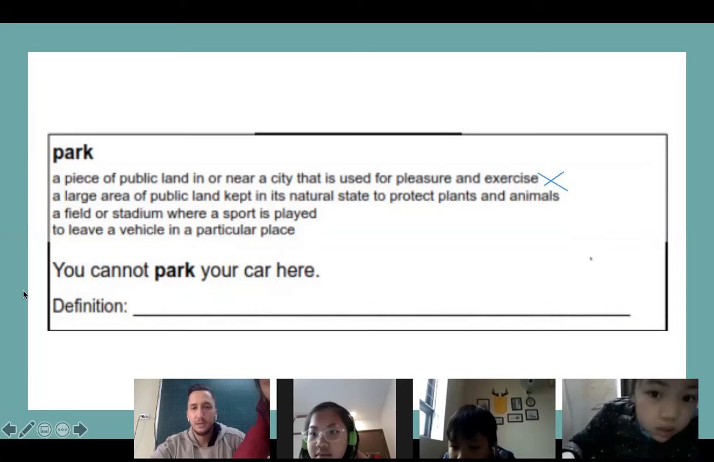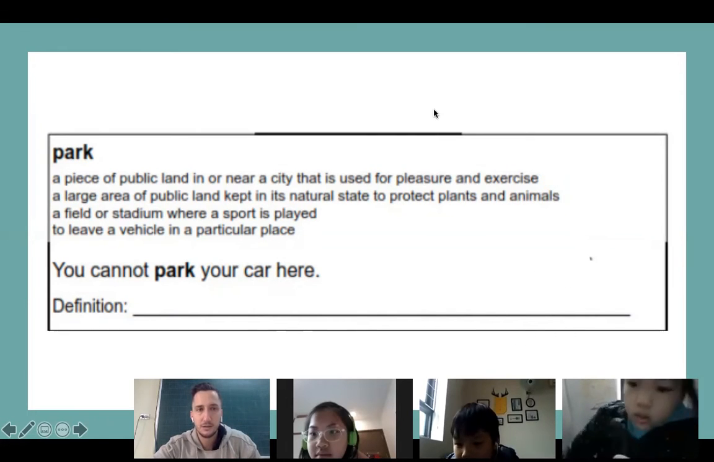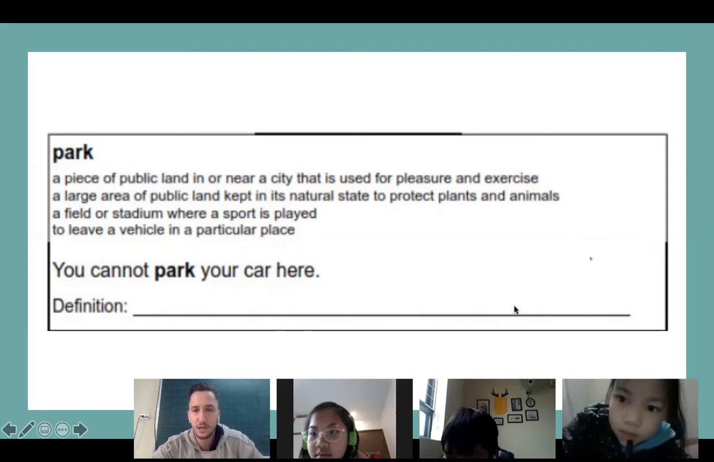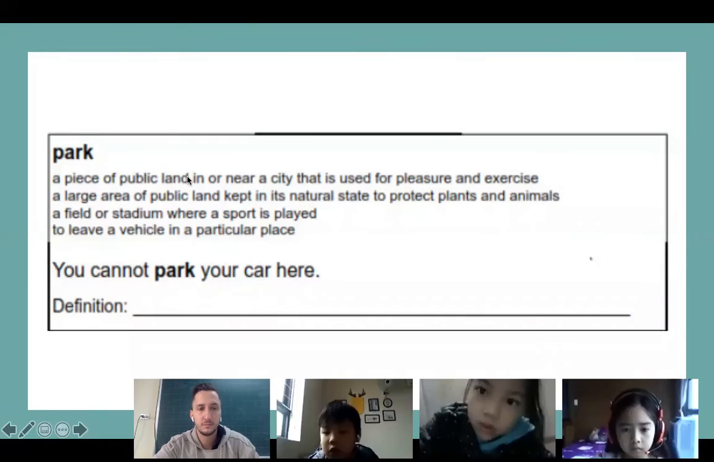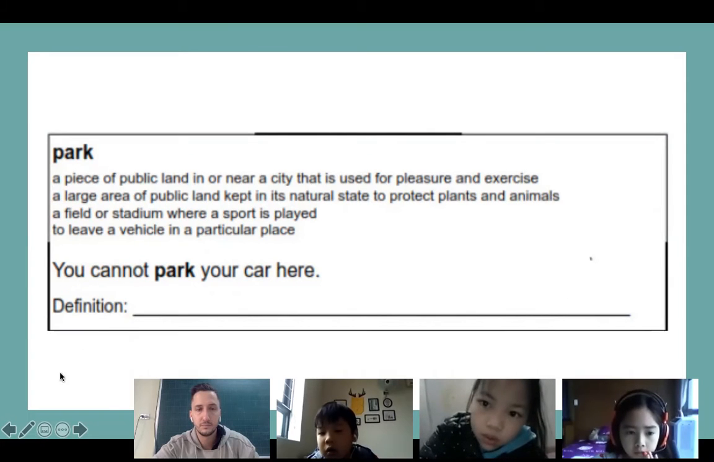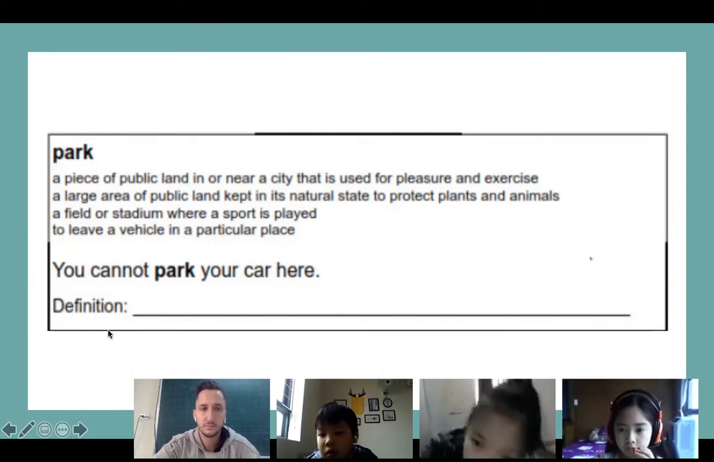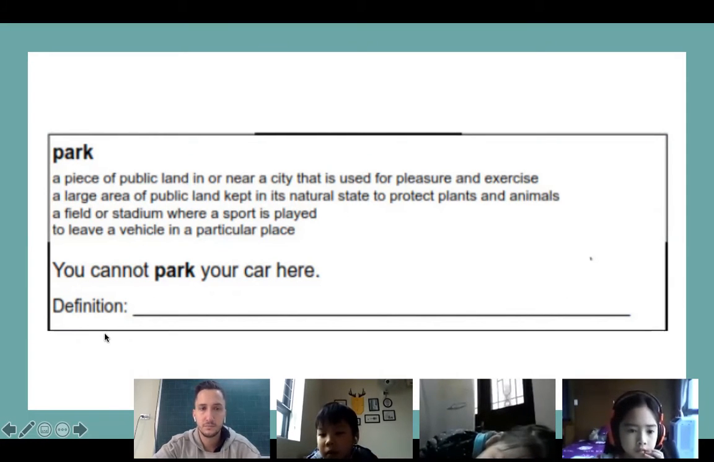All right, who would like to read the second definition? Let's go with Han. A large area of public land set aside by the state to protect plants and animals.